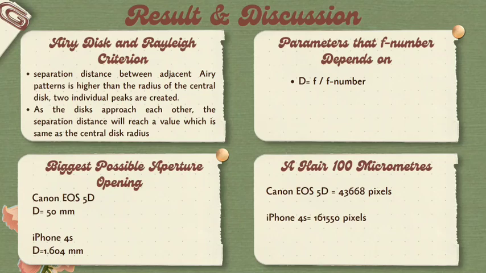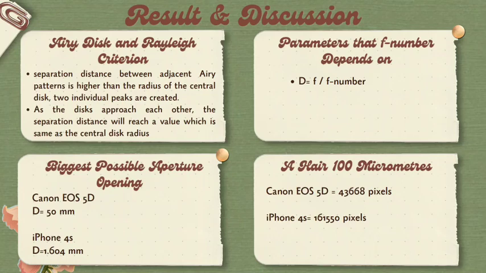The f-number or f-stop in photography determines the lens aperture size, controlling light entry. It depends on two main parameters, which are the focal length of the lens and the aperture diameter. The formula d equals f over f-number is used, whereby d is the biggest possible aperture opening, f is the focal length, and the f-number is the ratio of the focal length of a camera lens to the diameter of the aperture being used.